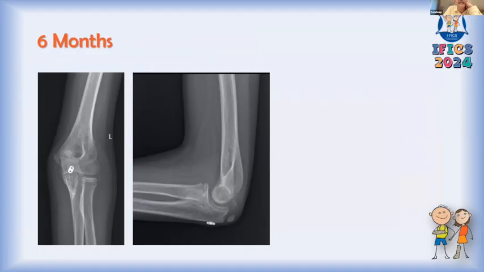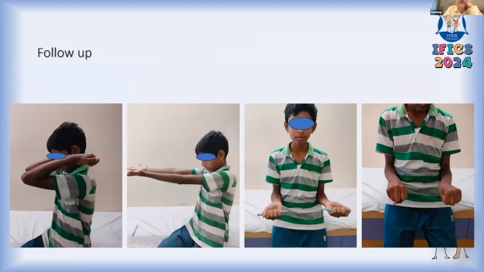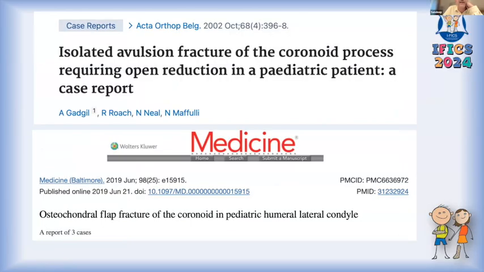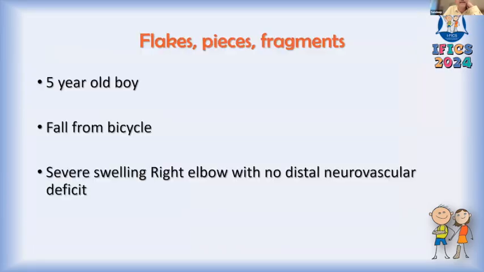And that is how it healed nicely at 6 months with a decent function. And this case report has been published in JOCR. Isolated avulsion fracture of the coronoid requiring open reduction. Again, another case report with the Journal of Medicine.